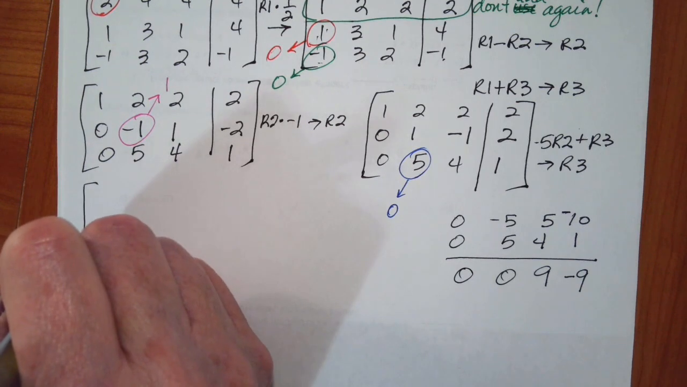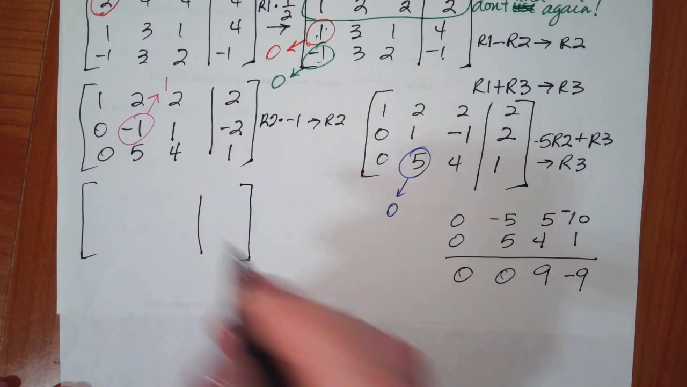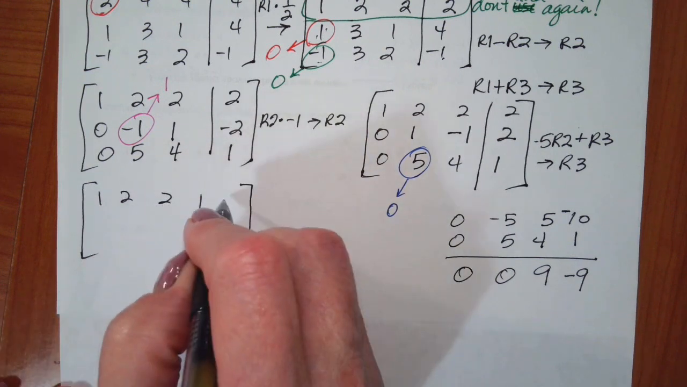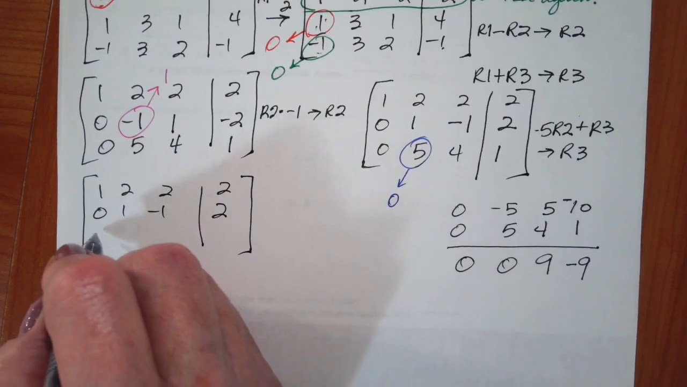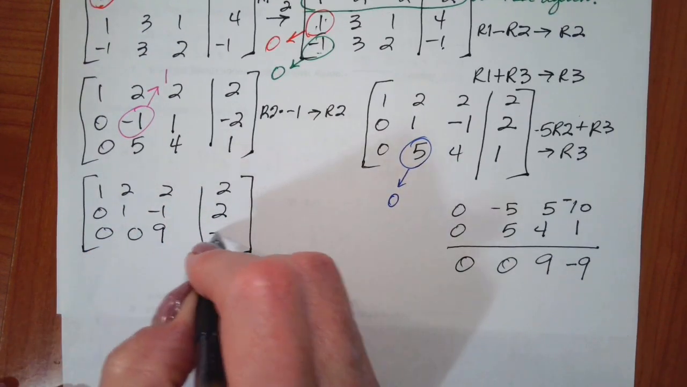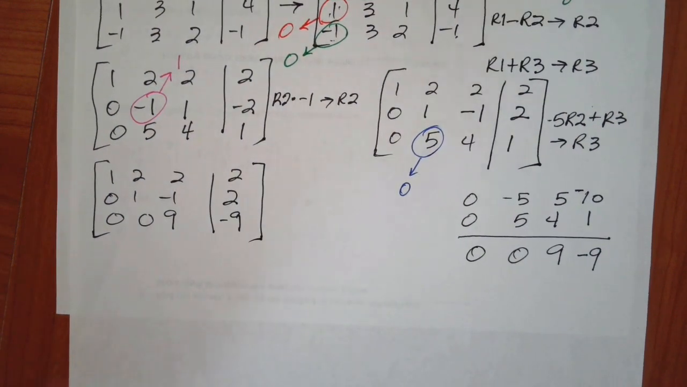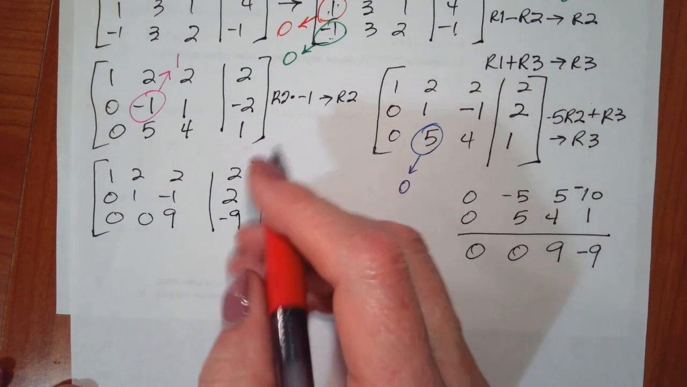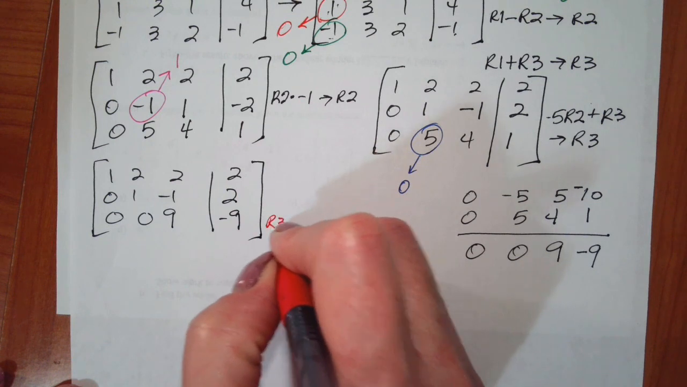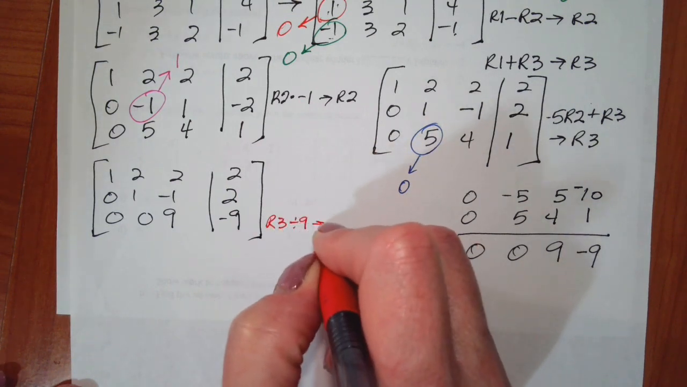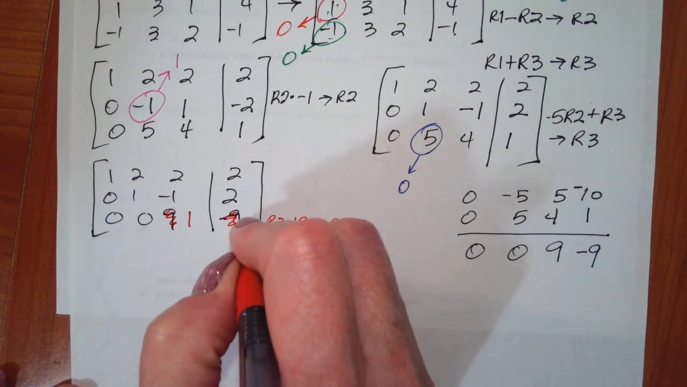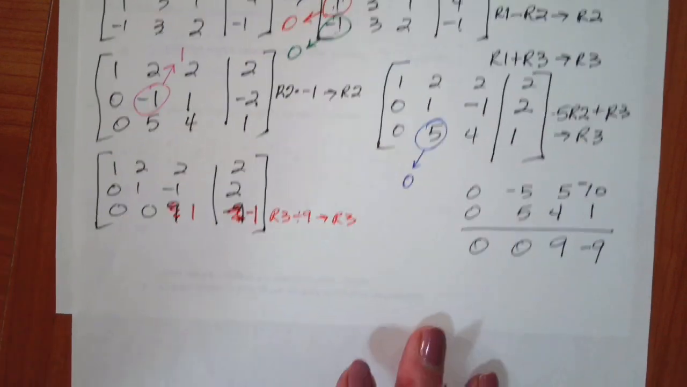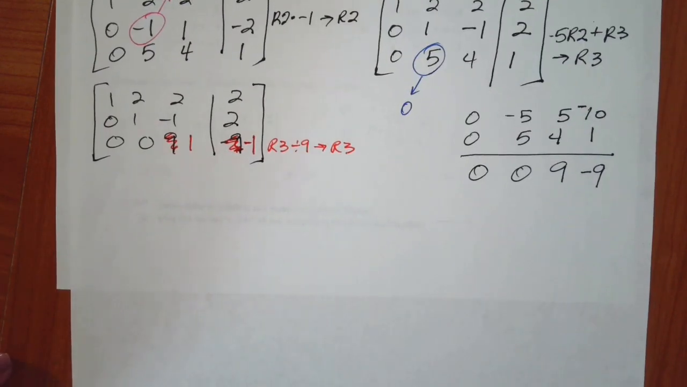So I have 1, 2, 2, 2; 0, 1, negative 1, 2; 0, 0, 9, negative 9. Okay, I'm really close. Now, because I'm lazy and I don't want to rewrite it again, I'm just going to take R3 divided by 9 into R3. So I'm going to change this to a 1 and this to a negative 1. And I finally have my row echelon form matrix.